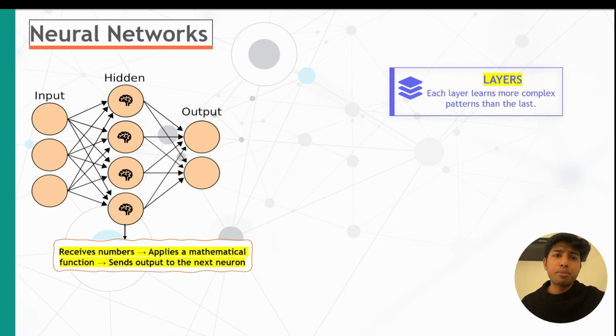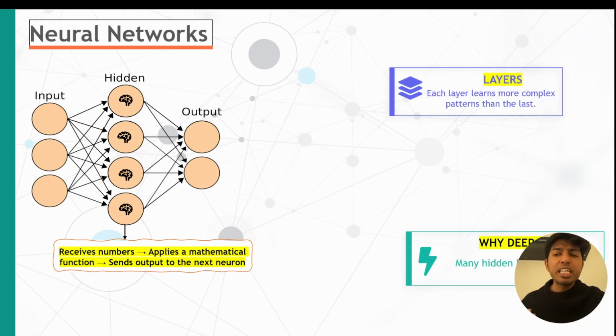Now, why does the depth matter here? Each layer learns something more complex than the last. Let's say you take an image recognition system. Maybe layer one learns the edges or the lines of the image, and layer two learns shapes, whether it's a circle or square, and layer three learns the parts of a body like nose, ear, everything. Layer four learns faces. So the deeper the network, the more complex the pattern it can understand.